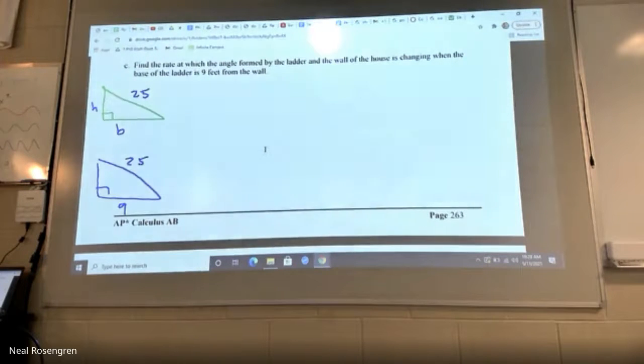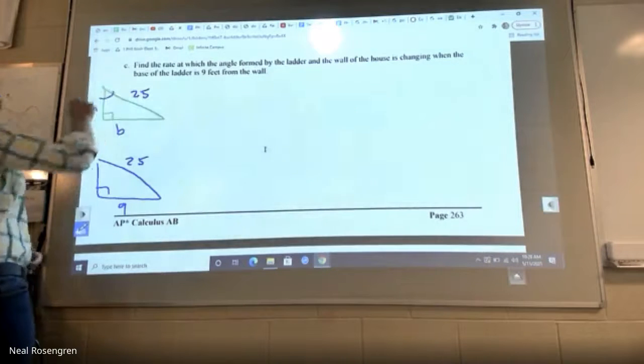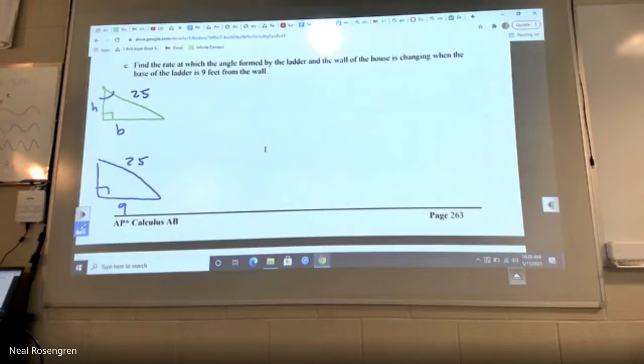Now, we've been doing dB/dt, dH/dt. Find the rate at which the angle being formed by the ladder and the wall, so that right there, is changing. Let's figure out how fast that's changing. Now, this is still part C of a much longer problem. So we know dB/dt, we know dH/dt, so we can use those. We might need all of them, might need some of them.